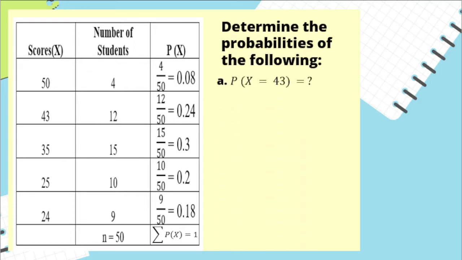For letter A, the probability that the random variable x is equal to 43. To solve for letter A, using our probability distribution table, just look for the probability of x which is equal to 43. And that's the probability of x equal to 0.24.